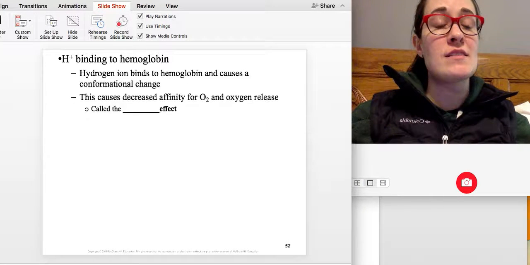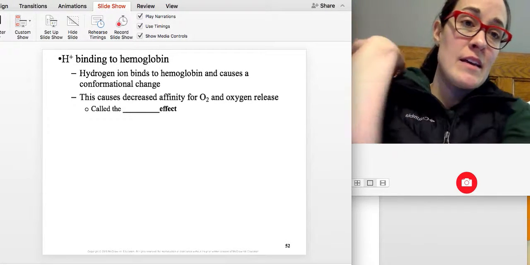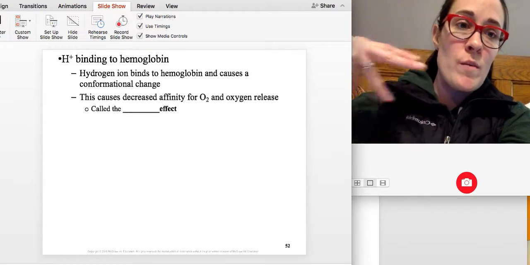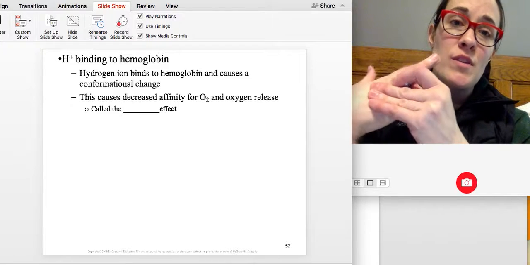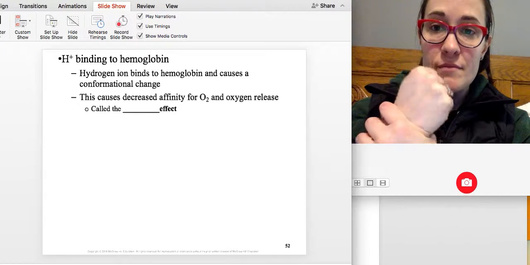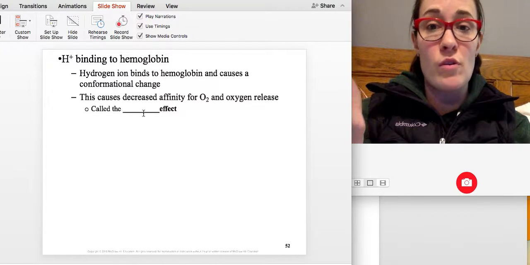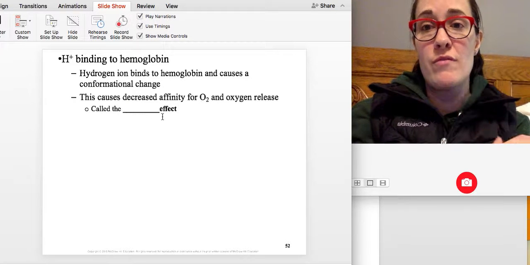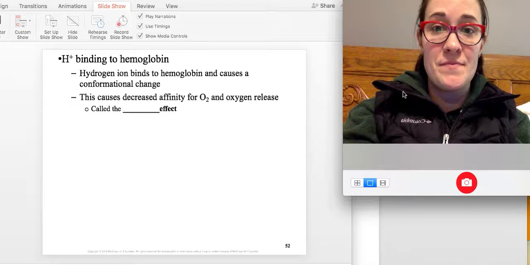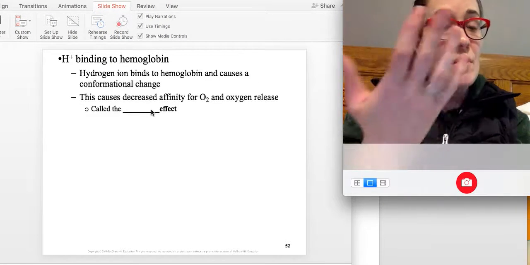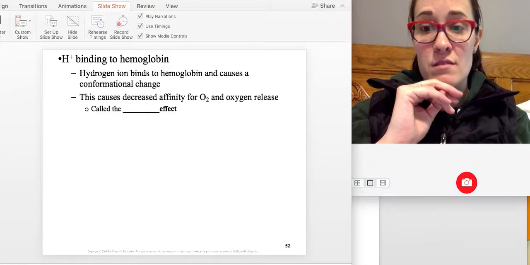Another thing that can impact it is pH. Remember when we talked about carbon dioxide being carried in the plasma as a bicarbonate ion? When it becomes a bicarbonate ion, it also releases hydrogen ions. More hydrogen ions, more acidic. So therefore, something called the Bohr effect. The word B-O-H-R, Bohr effect. The more hydrogen ions there are, the more hemoglobin will release oxygen. So, increased or decreased pH.